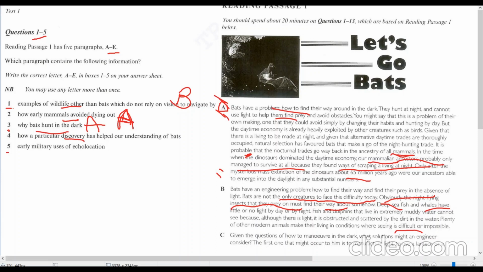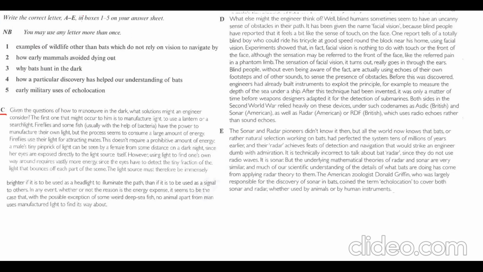Now, number 4 and 5, they're not going to be definitely in paragraph B because I've already come across them. There's no talking about discovery or anything related to this. Now let's move to the third paragraph. That would be paragraph C. Again, I start by reading the first 2 lines and the last 2 sentences.